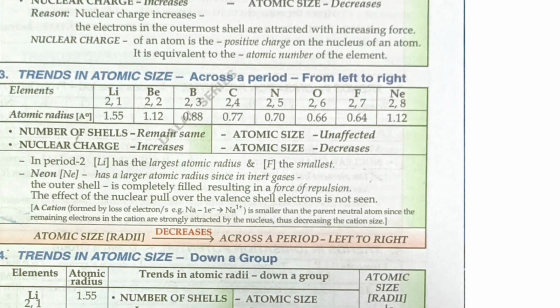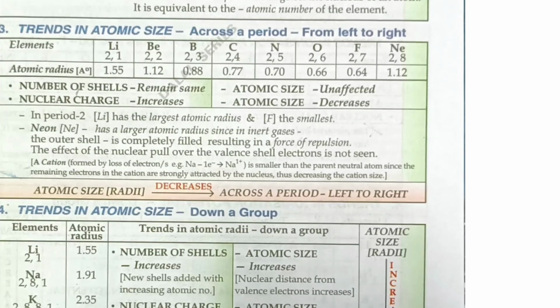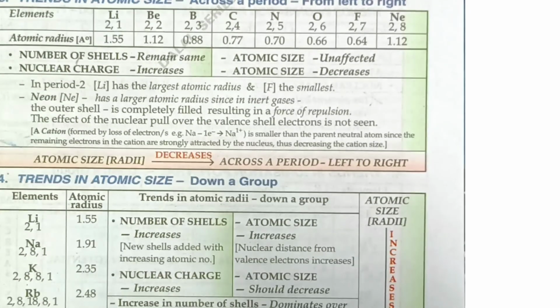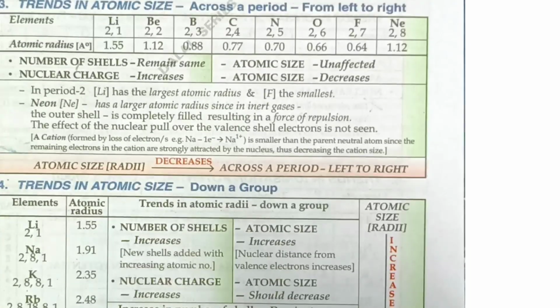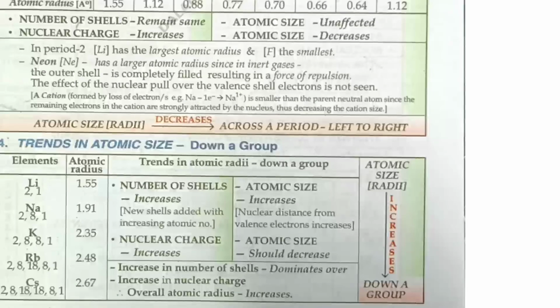So for trends in size, atomic radii were given. No need to memorize those atomic radii. The number of shells remains the same, nuclear charge increases, atomic size is unaffected by shells, and atomic size decreases. If the number of shells remains the same, then atomic size is unaffected. If nuclear charge increases, then atomic size decreases. That is across the period.